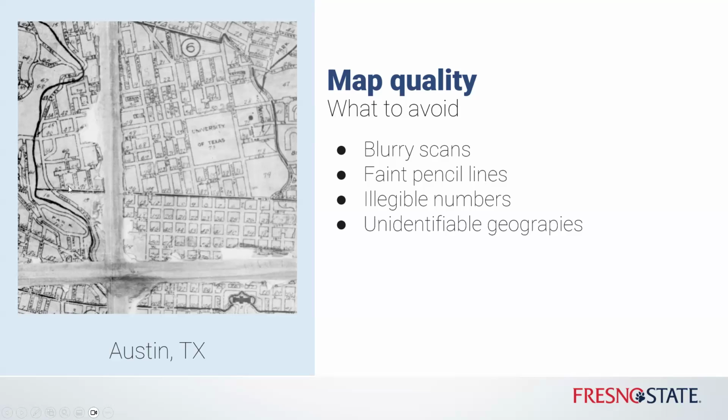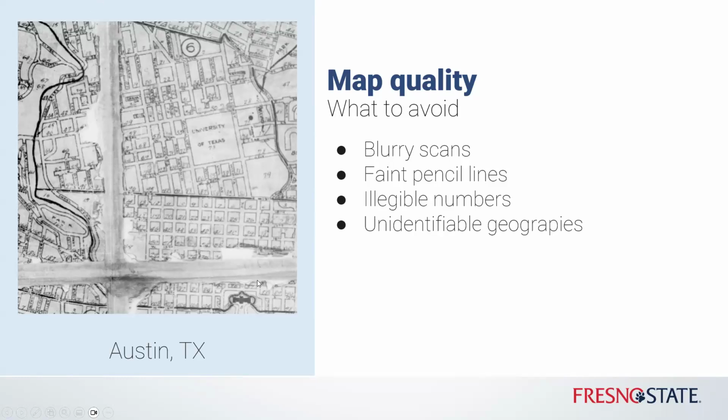But I really can't. It's quite difficult to tell what's going on here. I can see block numbers, and that's helpful. If I have a description of an enumeration district that says blocks 14, 13, 12, 11, 10 are in this ED, I could maybe work with that. But I can't rely on this map scan alone. And we have unidentifiable geography.